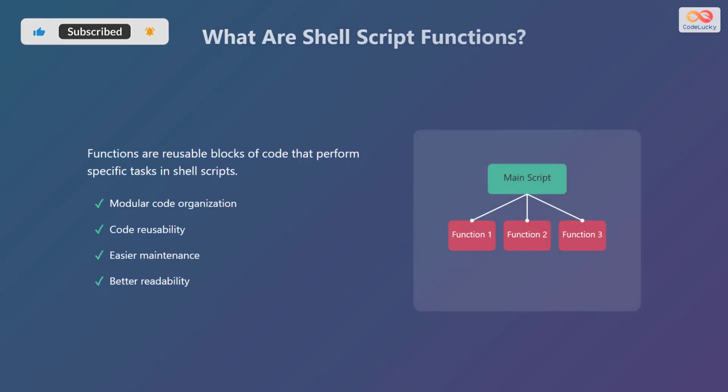Functions are reusable blocks of code that perform specific tasks within shell scripts. The use of functions allows for modular code organization. This means that your script is divided into smaller, manageable parts, making it easier to understand and maintain. Functions promote code reusability, allowing you to use the same block of code multiple times without rewriting it.